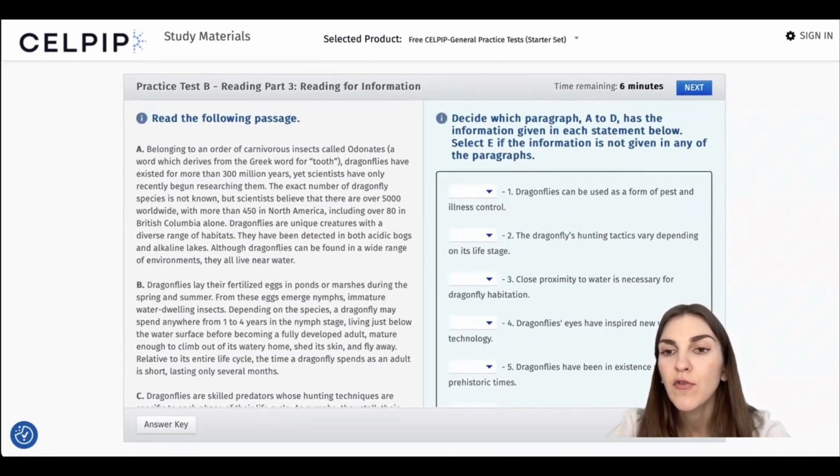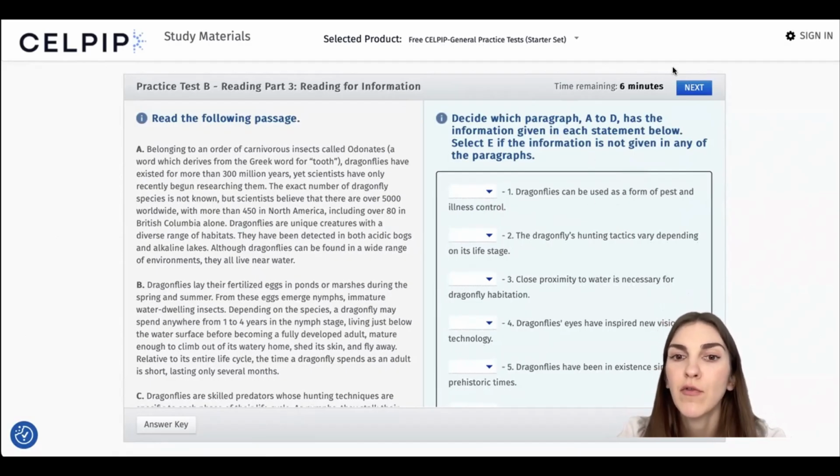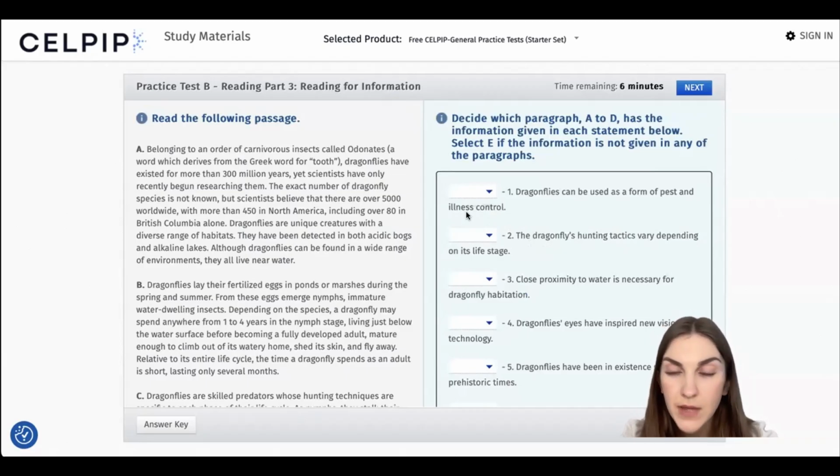Dragonflies can be used as a form of pest and illness control. So what does it mean? Somehow it will be control, like it can protect from illnesses, it can do some preventive actions. Illness, what synonyms can we have here? It could be disease, sickness, or the names of illnesses, like cancer or diabetes, for example.